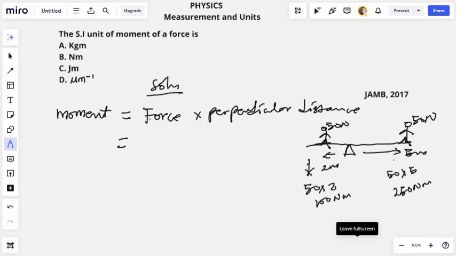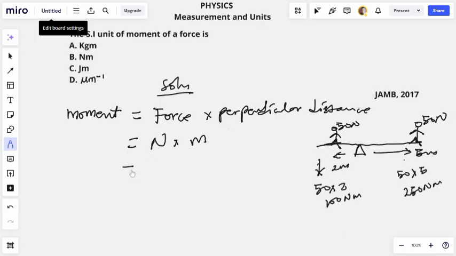So having defined moment mathematically, the unit of force is Newton, and the unit of distance of any kind is meter, and Newton times meter is, so which equals to Newton what? Meter. Option B.